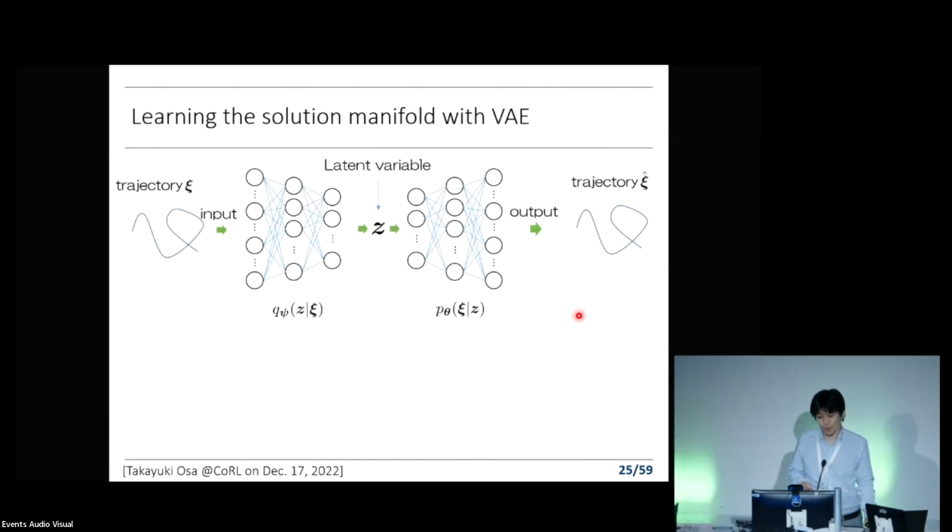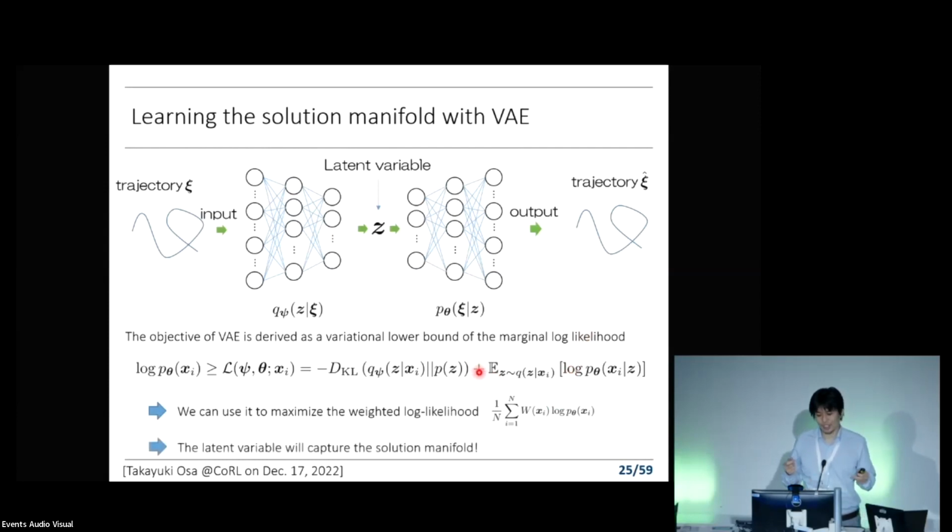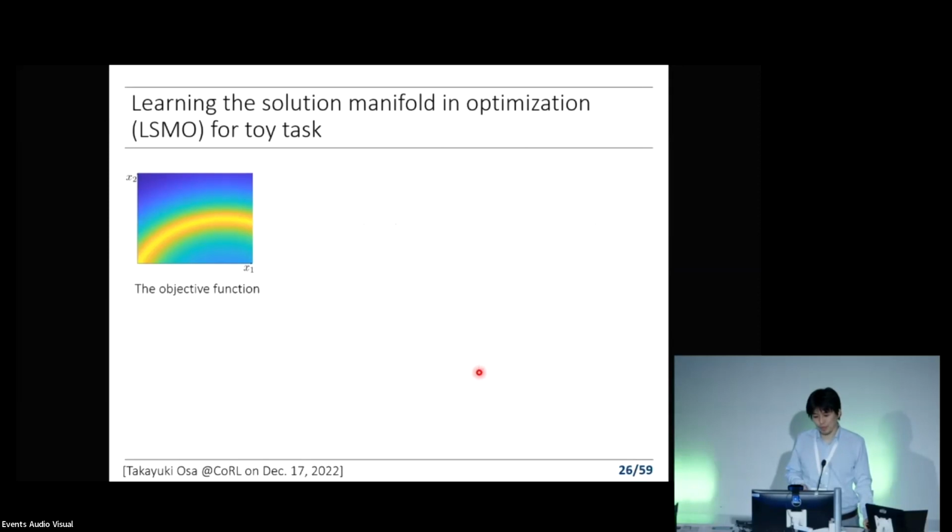This is very straightforward. The objective of the variational autoencoder is derived as a lower bound of the marginal log likelihood. And I said that we can obtain multiple solutions by maximizing the weighted log likelihood. If we connect this weighted log likelihood with the lower bound of the likelihood, then we can train the variational autoencoder in a way that the latent variable captures the solution manifold.